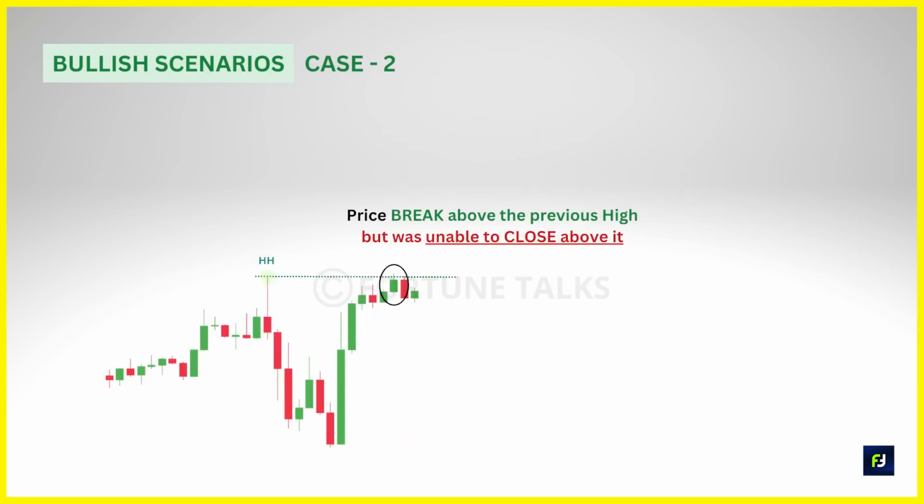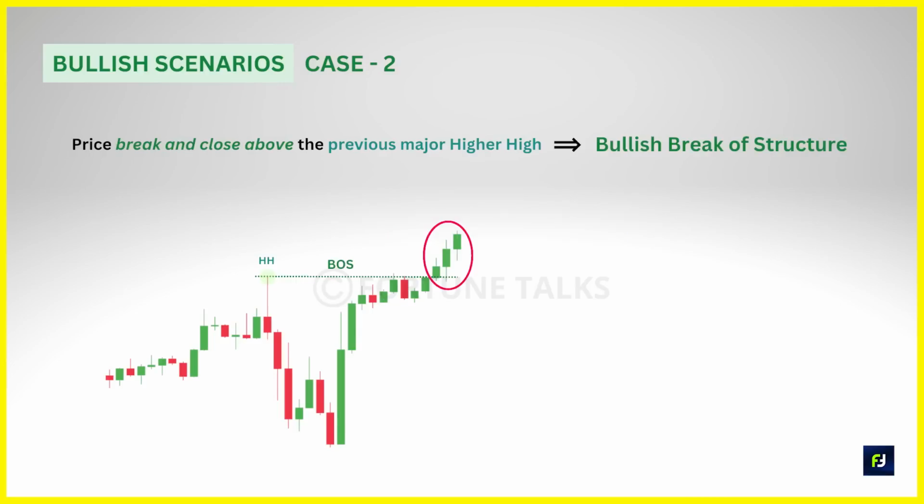Now moving on to the second example, in this case, we can observe that the price moved higher and it break above the previous swing high level. But the price did not manage to close above the previous higher high, so this is not a valid break of structure. Therefore, we cannot spot the inducement yet. And what happened afterwards? The price did manage to break and close above the previous major swing high level. So now we have a valid break of structure.